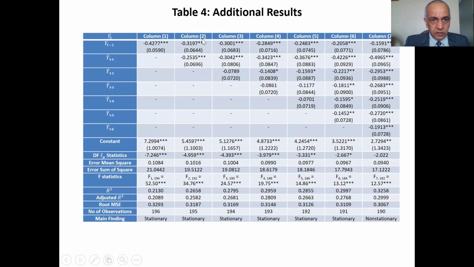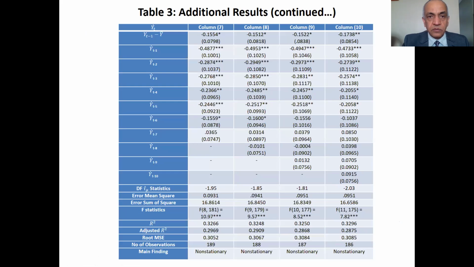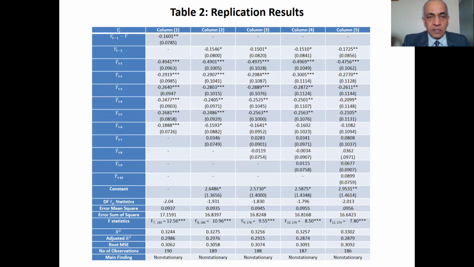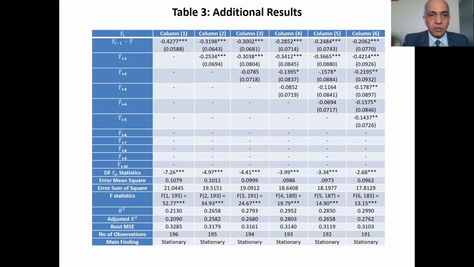So, additional results, looking at different methods. Here we look at the lags, and we have to look at the coefficients here. If we look at this outcome, the main findings are stationary, stationary, stationary, stationary, stationary. If we include the sixth lag, it becomes non-stationary. So actually, table 3 and table 4 complement table 2.